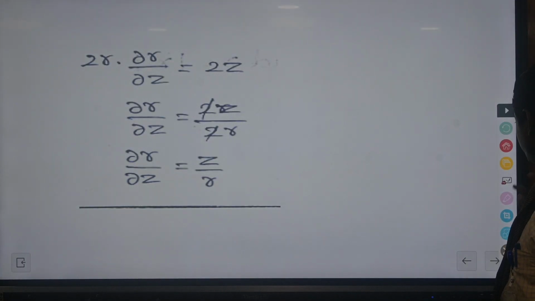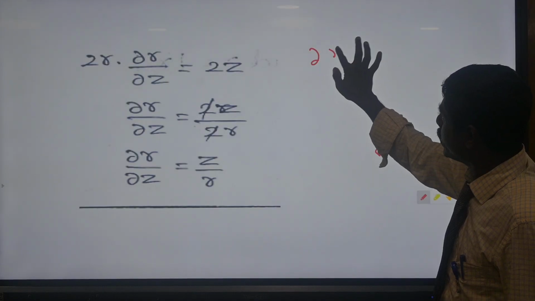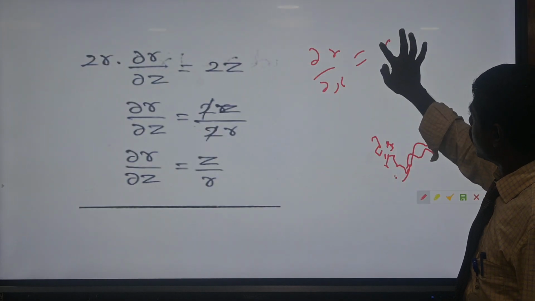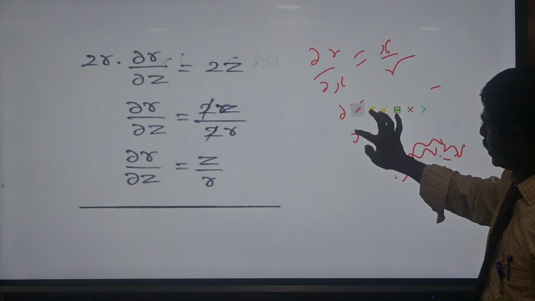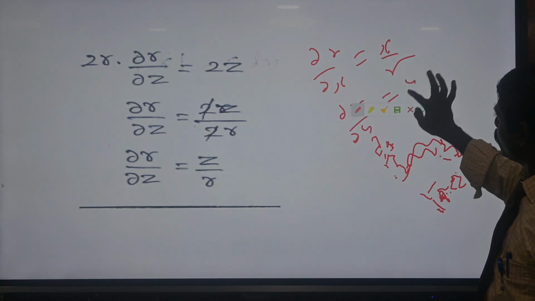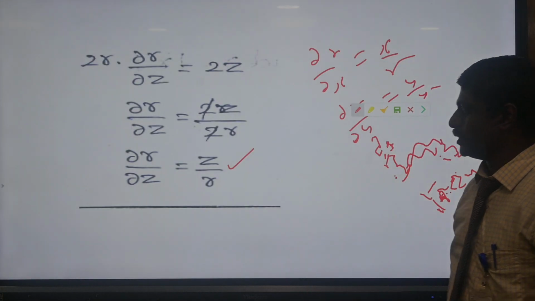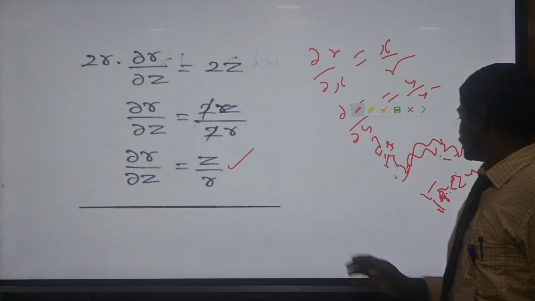So this is a very important result. Remember this result. Dou r by dou x is x by r, dou r by dou y equal to y by r, and dou r by dou z equal to z by r. This is a very important result.